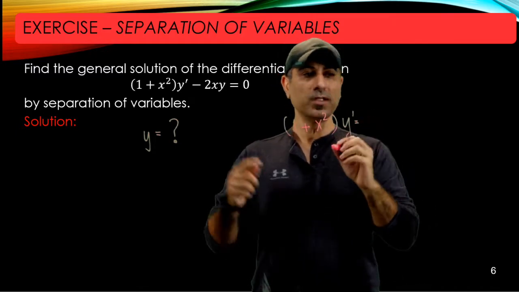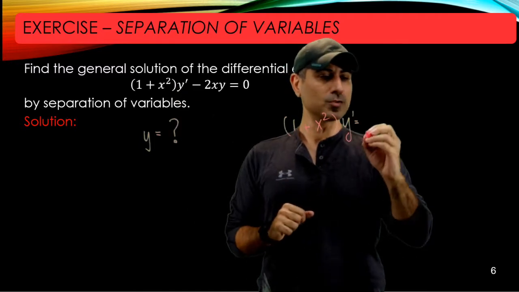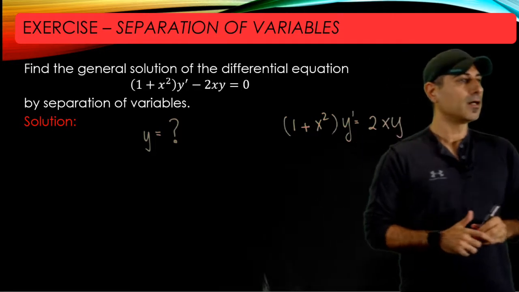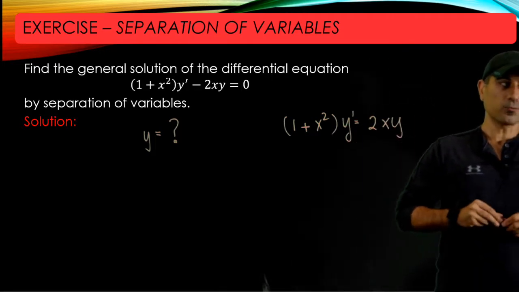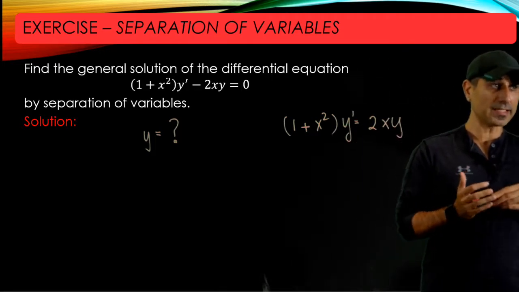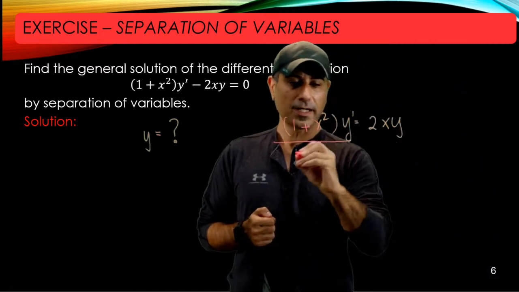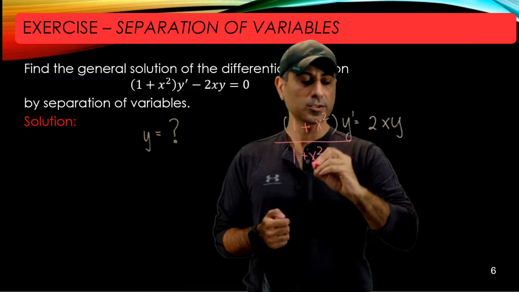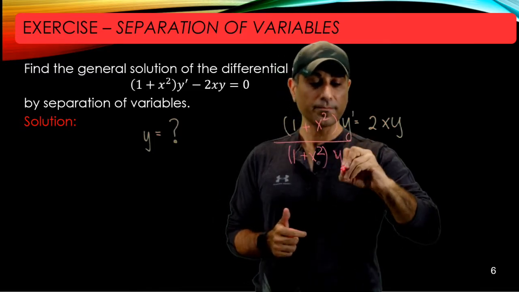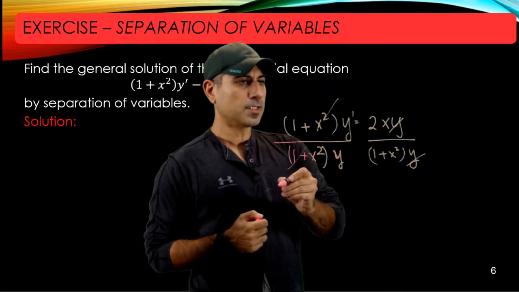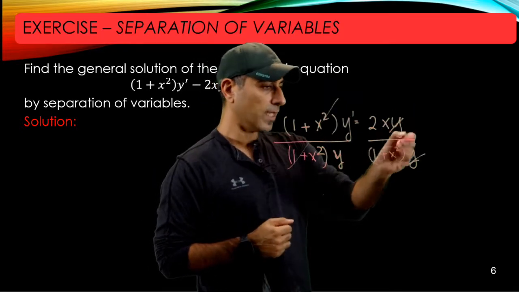But before doing that, let's rewrite this equation by adding 2xy to both sides, so that now we have the equality (1 + x^2)y' = 2xy. Again, we're going to collect all the y terms on one side and x terms on the other side. So let's divide both sides by (1 + x^2) and y. This way I can cancel the 1 + x^2 here and also the y terms here.